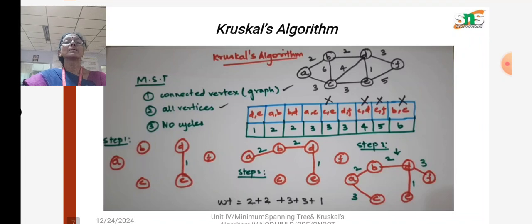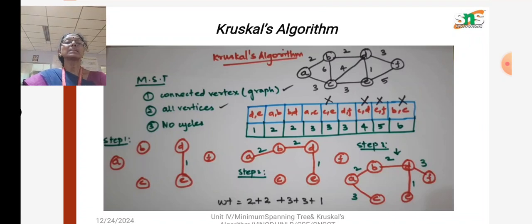First step, from those 9 edges take the lowest weight and add the edge to the given tree. First step, we mark all the edges. Among all the edges we select the one that is minimum. So D comma E, we create that edge in the given tree.